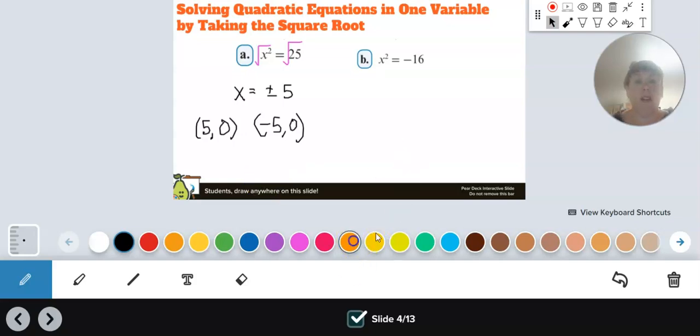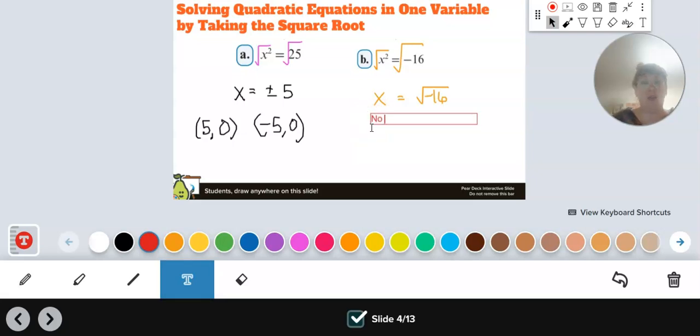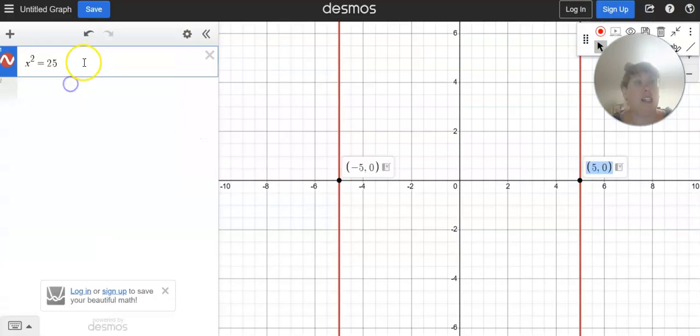Let's look at another one. Over on the right, x squared equals negative 16. If we take the square root of both sides, we end up with x equals the square root of negative 16. This is going to be no real solution. And remember what that looks like. Let's take a look.